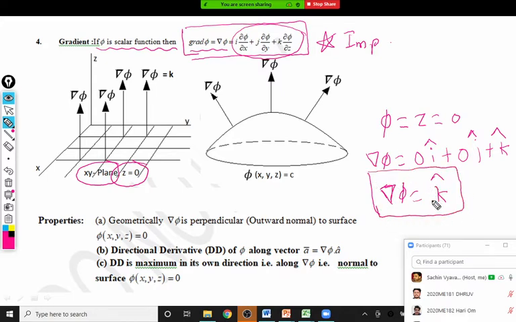It is not depending on x, y, z. It means take any point on the surface, and the del phi direction is k cap. For example, at this point you will observe this is the del phi direction. At this point, this is the direction of del phi. At this point, the direction of del phi is like this. So every time the direction is parallel to the z axis only.